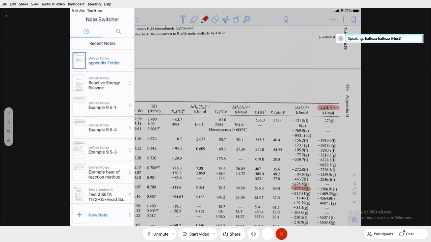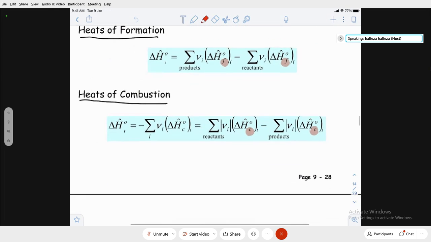So let's go back to our notes. Again, you have the summation there, the product of your coefficient with the heat of combustion. Let me highlight that. Okay? The only difference is that from the previous heat of formation, you'll be looking at first your reactant minus your product, which is the reverse of heat of formation. Heat of formation is product minus reactant.